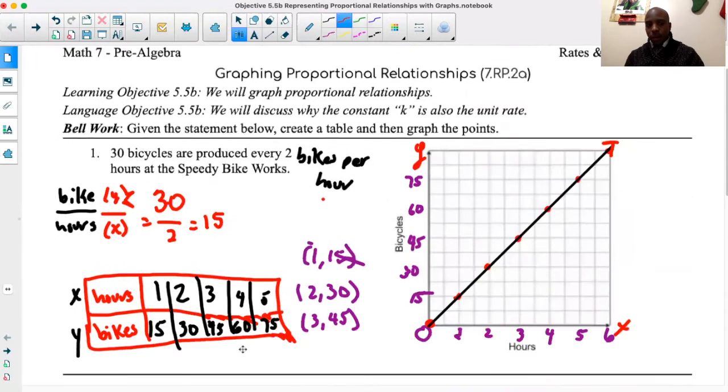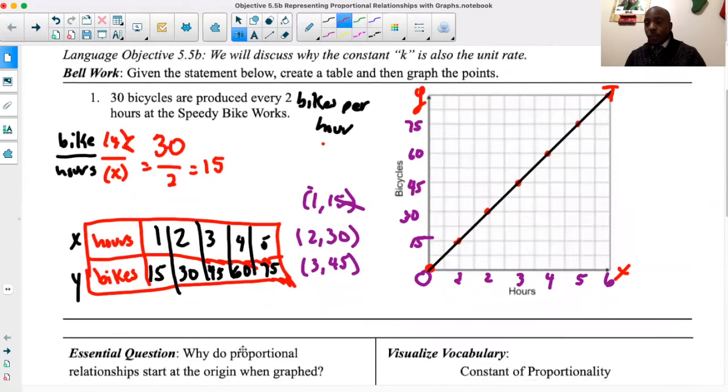Notice in the bell work, we could have written the equation for the first one here. My question to you could have been, if we do this in class, what's the equation? You could tell me Y is equal to 15X. This means after every hour, because X represents hours, 15 bikes are made. That's what this means. So I would say, okay, 1 hour, 15, 2 hours, 30, 3 hours, 45.